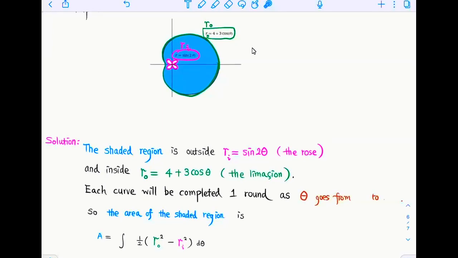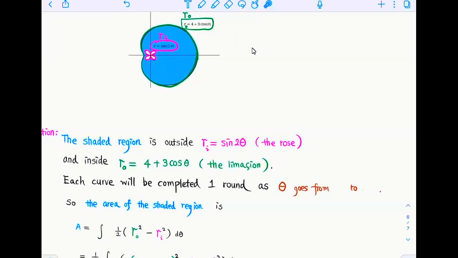We know that the curve is going to complete one round as theta goes from 0 to what? What do you think? Theta goes from what to what, then the limaçon is going to complete one round, and the rose here completes one round. 0 to 2 pi. Yes, 0 to 2 pi.